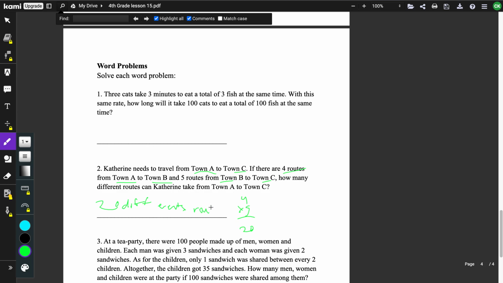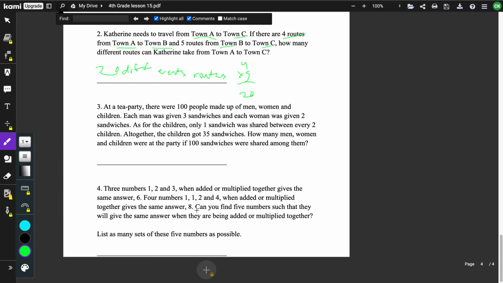Sorry, I'm writing very messy. Okay, moving on, I think we can do number 3.